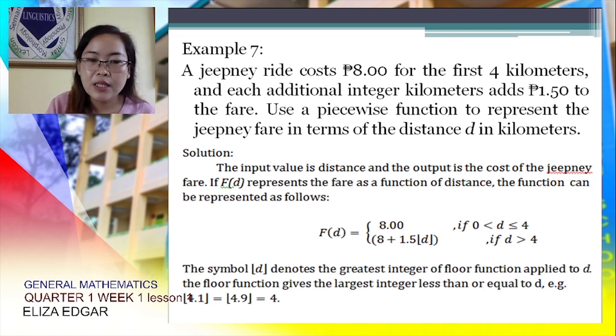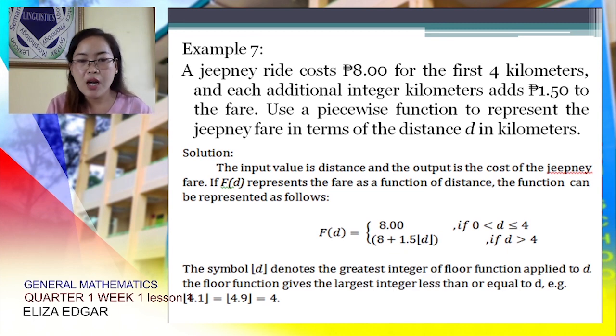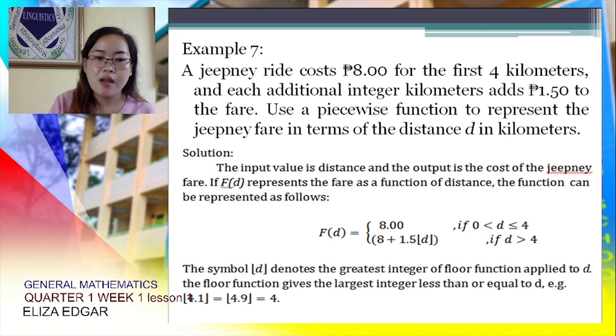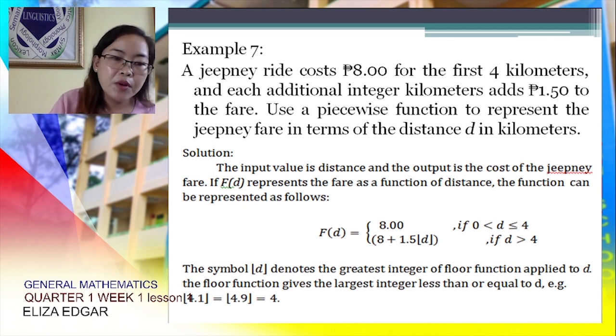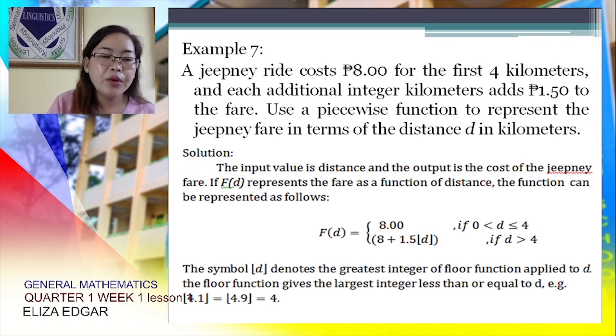F of d equals 8 pesos if the distance is between 0 and 4, and 8 plus 1.50 times the floor of d if the distance is greater than 4. The symbol ⌊d⌋ denotes the greatest integer or floor function applied to d. The floor function gives the largest integer less than or equal to d. Example, 4.1 or 4.9 is still equal to 4.